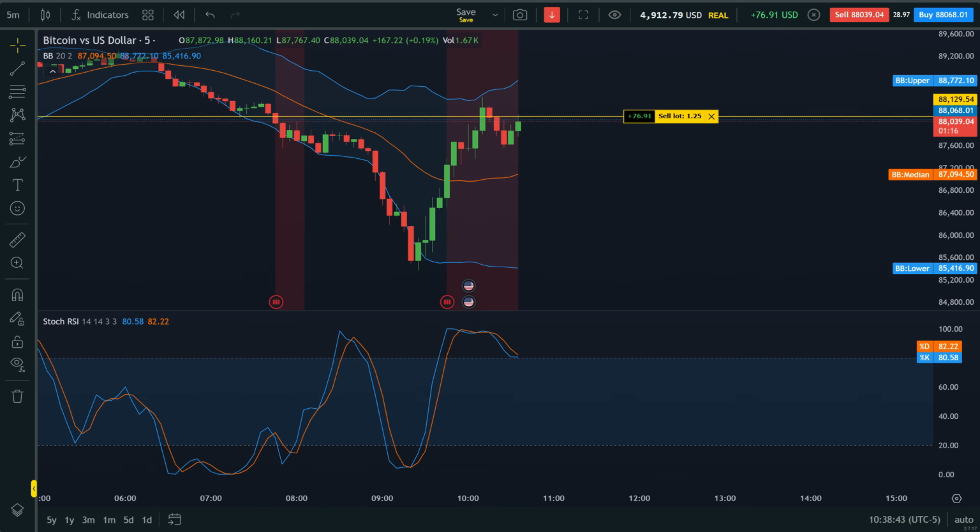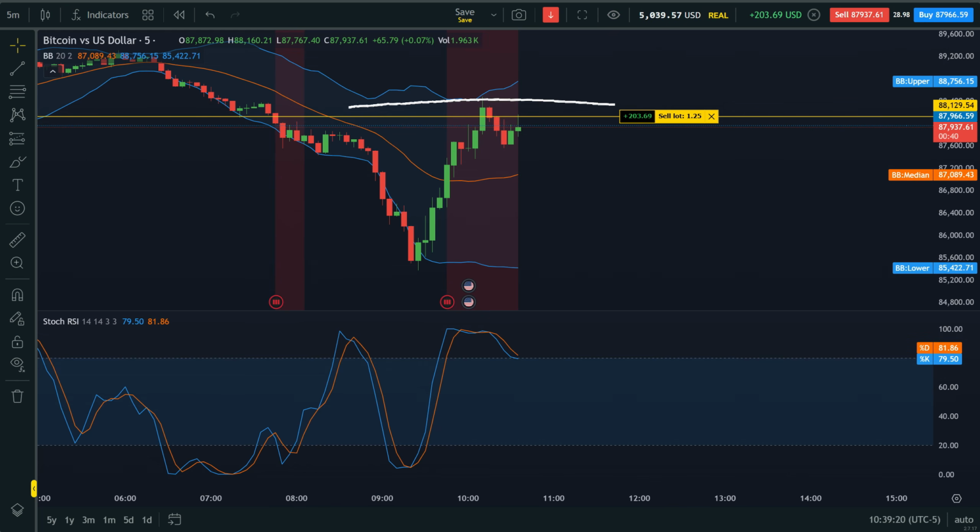I always believe in proper risk management, so before entering any trade, I make sure to set a well-defined stop loss to protect my capital. In this case, I'll be placing my stop loss at the top resistance zone because that's the key level where price previously reversed. The logic behind this is simple.